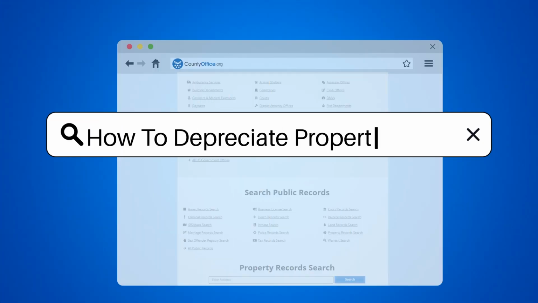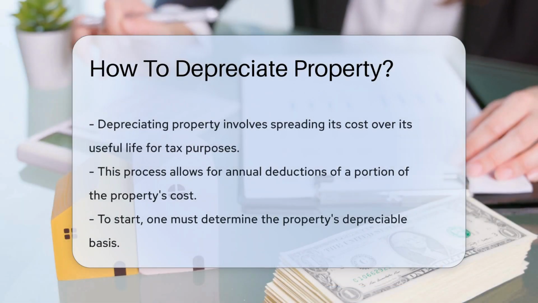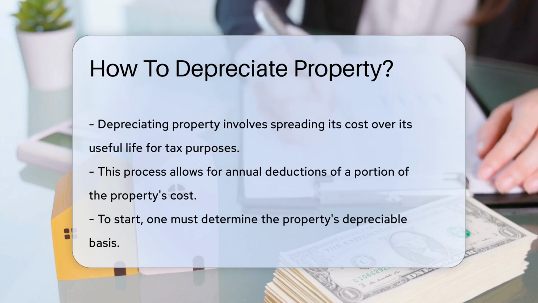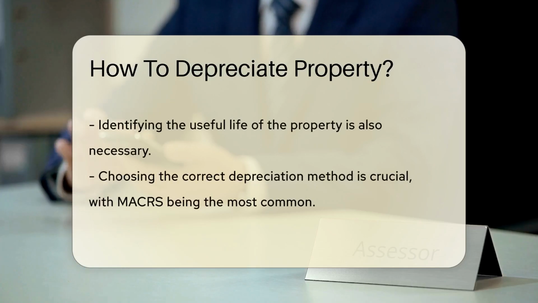How to depreciate property. Depreciating property for tax purposes involves spreading out the cost of the property over its useful life. This process allows you to deduct a portion of the property's cost each year. To depreciate property, you must determine its depreciable basis, useful life, and depreciation method.